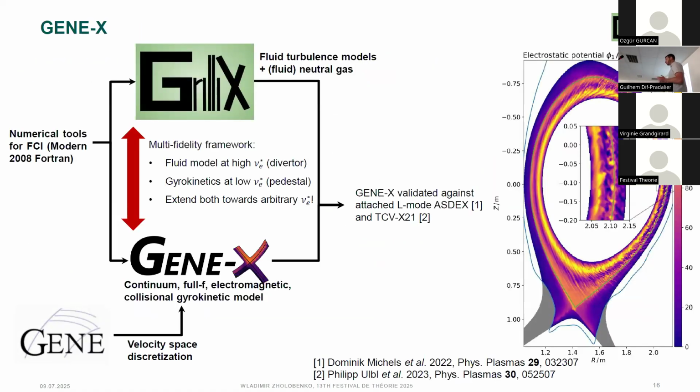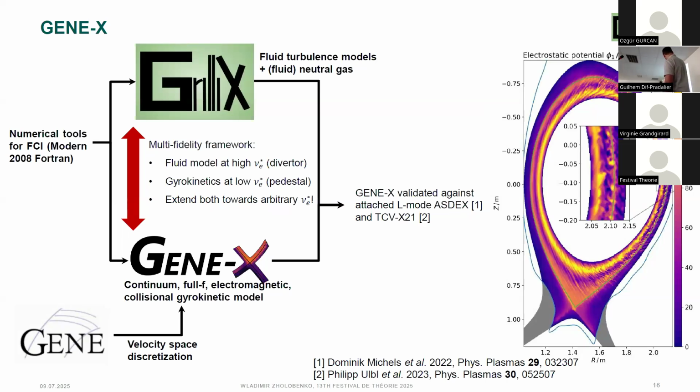Just a brief mention, the Grillix code I'll be talking about is a fluid code. Many people in here are working with gyrokinetics, so if you would like to do something like this gyrokinetically, you might be interested in the GNX code. This is developed in tandem with Grillix. We share a lot of the numerics infrastructure, but GNX is a gyrokinetic code. We have a very close exchange.